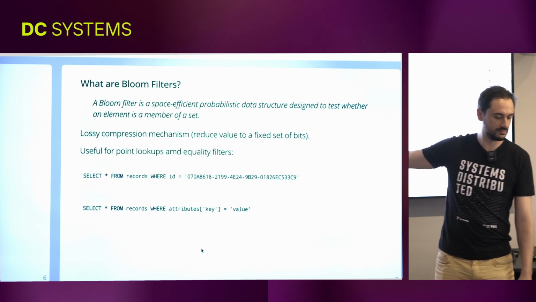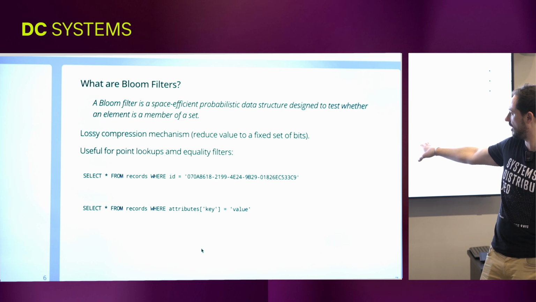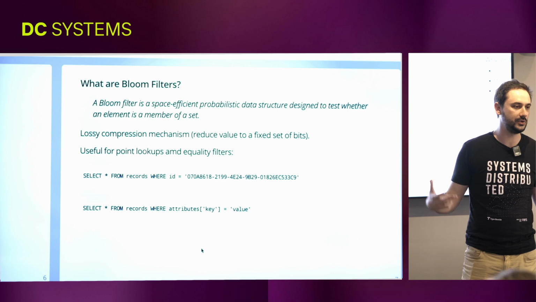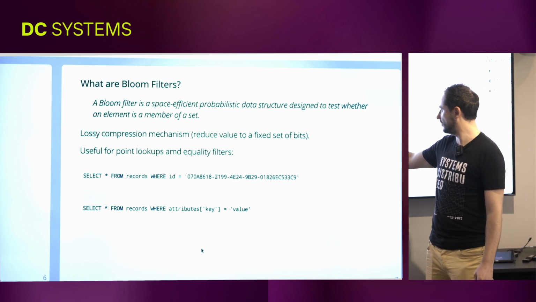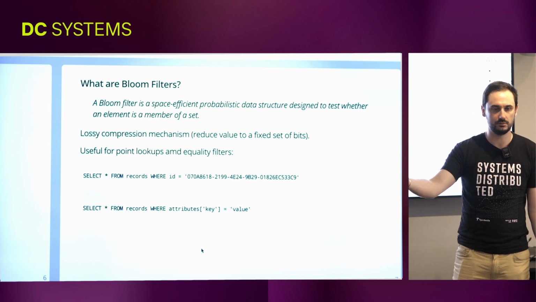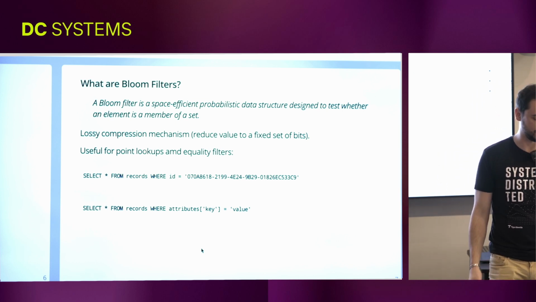And so these query examples are what Bloom filters are good at helping with. If you're doing a point lookup for something with a specific ID, the filter is going to help you identify where the data lives. Or if you're matching a set of records that have a certain key value pair attached to them, that's also where Bloom filters are useful.